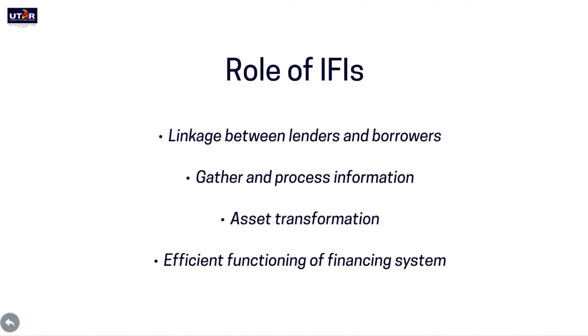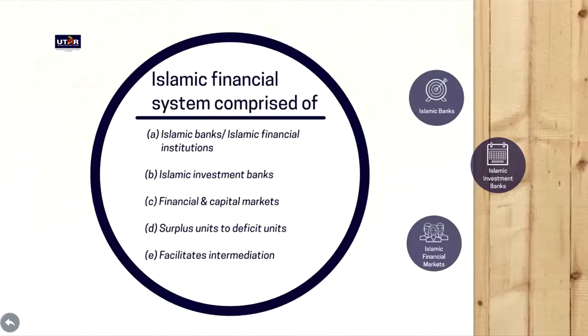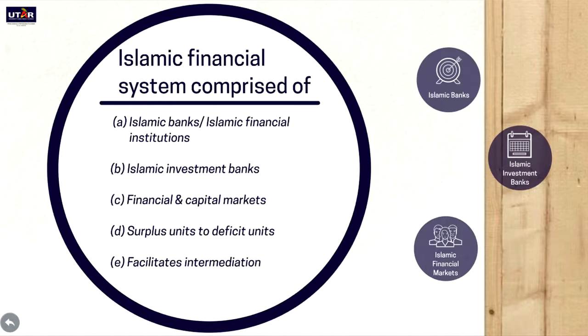Now we look at the roles of Islamic financial institutions. They provide a linkage between lenders and borrowers. So these Islamic financial institutions will provide products for investors like us to invest our money. We as investors want products that can give us more when we invest our money. For the borrowers, they provide products that will help them to borrow money at a lower cost. They gather and process information, perform asset transformation, and ensure the efficient functioning of the financial system. The Islamic financial system comprises Islamic banks, Islamic investment banks, financial and capital markets, surplus units and deficit units, and they also facilitate intermediation.